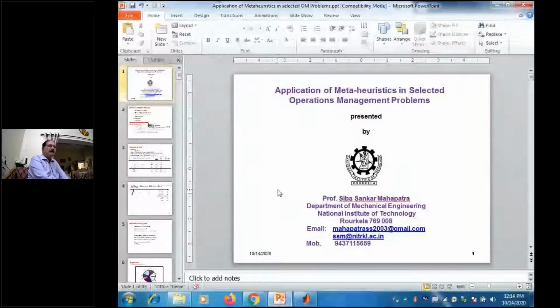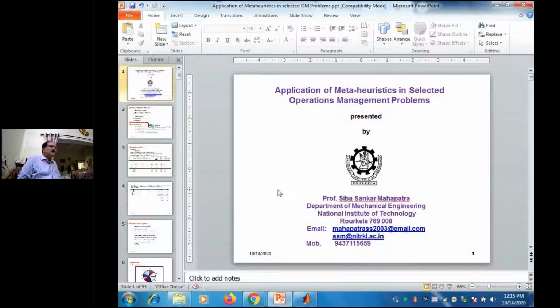So, operations management problems. If you look at operations management problems, mostly they are combinatorial optimization problems. You talk about the assembly line balancing problem or the facility layout problem. So mostly it is a combinatorial optimization problem.